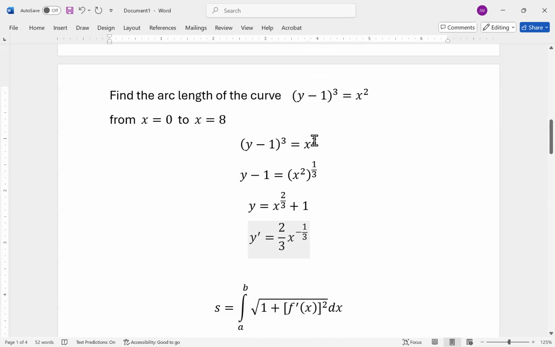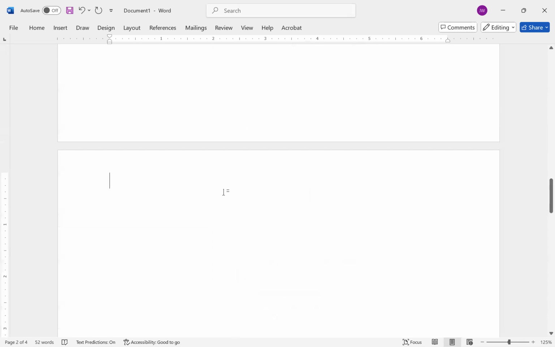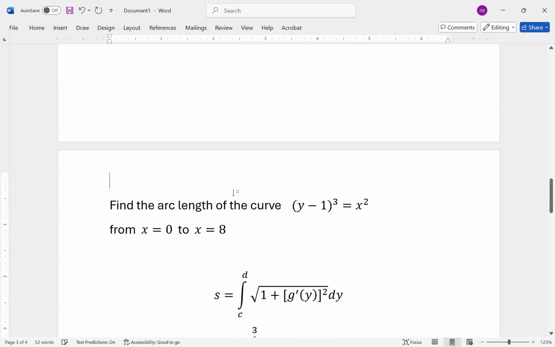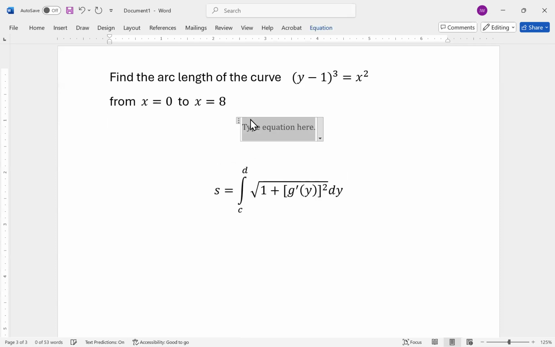Let's do it the other way now. Let's say, what if I wanted to actually solve for x? I've already written that part down here. So we want to solve for x, and we want to integrate with respect to y. Now in this case, we have y minus 1 cubed equals x squared. I'll write it in this way.